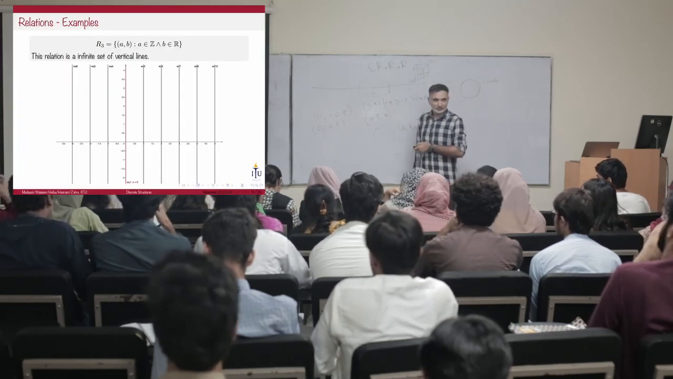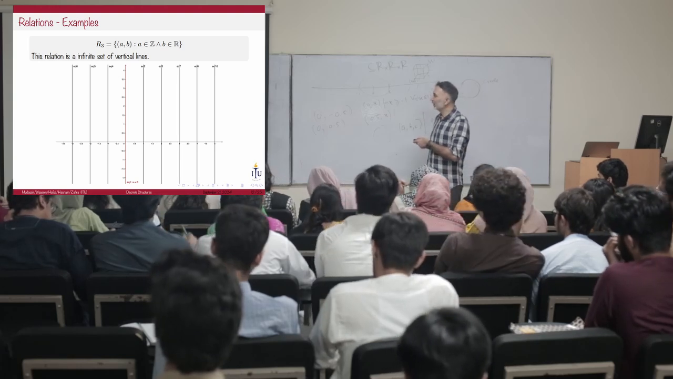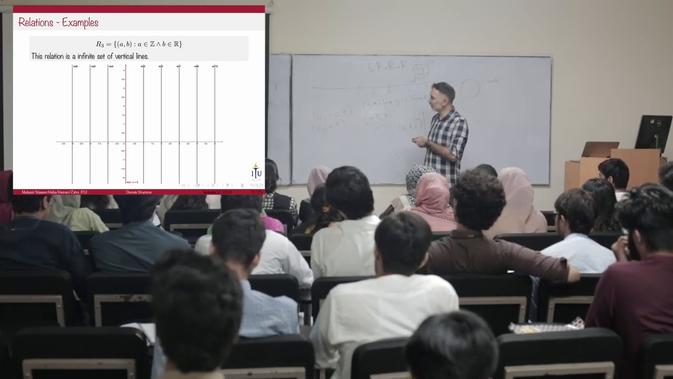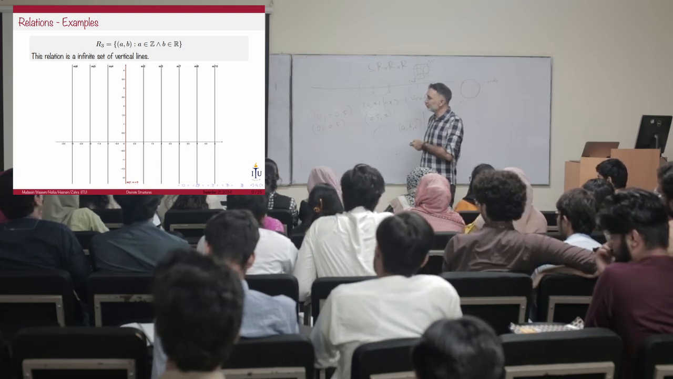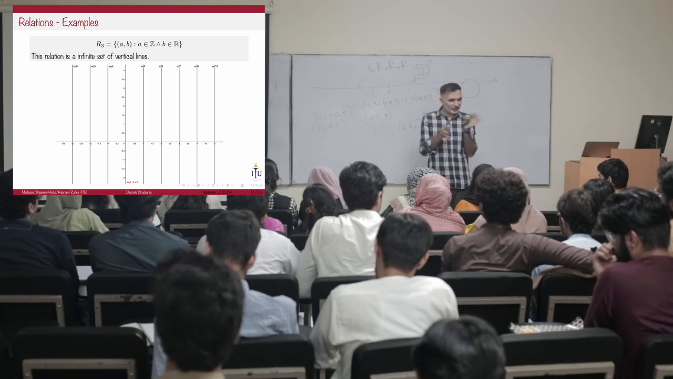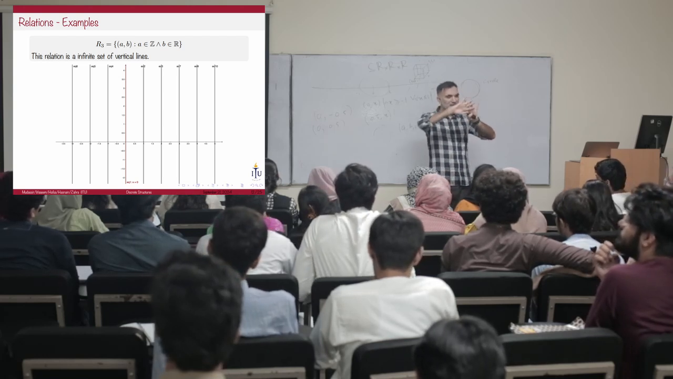Okay, so this is the figure for the third relation, which is that A is an integer and B is a real number, and these are the vertical lines. You should be able to get horizontal lines and this mesh thing.